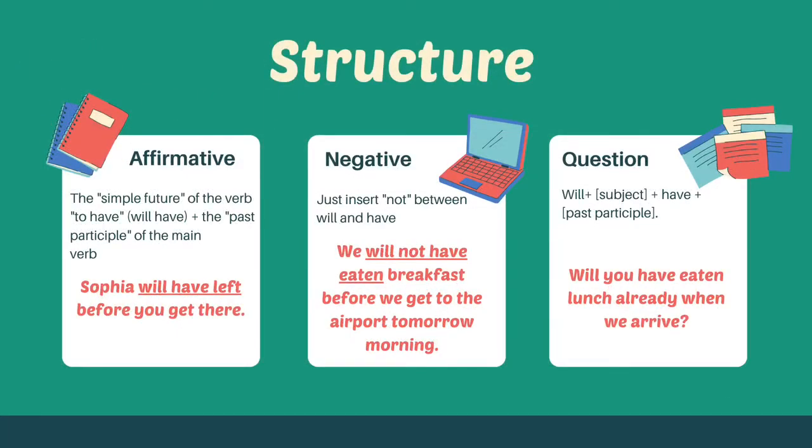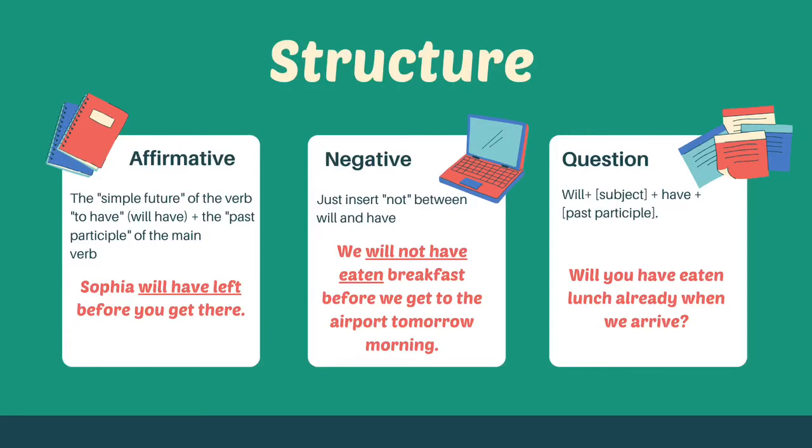In this slide, you can see the different structures that you can use to write affirmative and negative sentences and how to make a question. The future perfect is made up of two elements. If you want to write an affirmative sentence, you will need the simple future of the verb to have, that is, will have, plus the past participle of the main verb. Like this example, Sophia will have left before you get there.